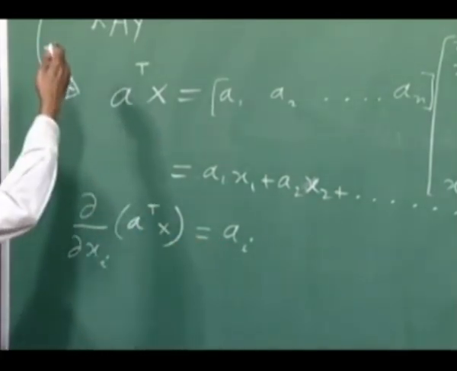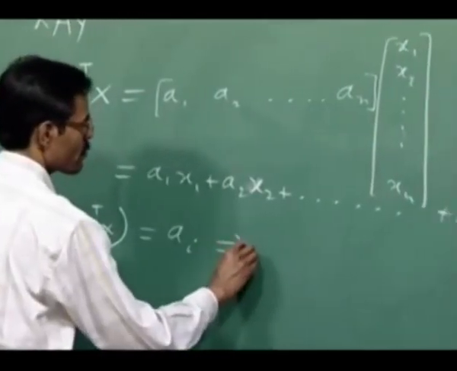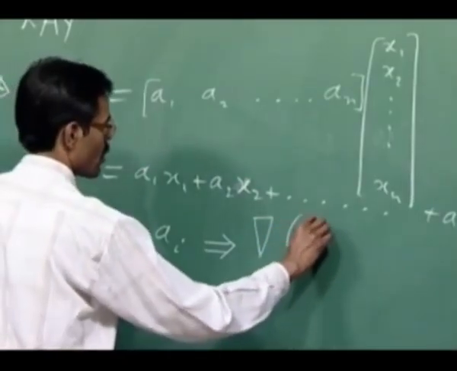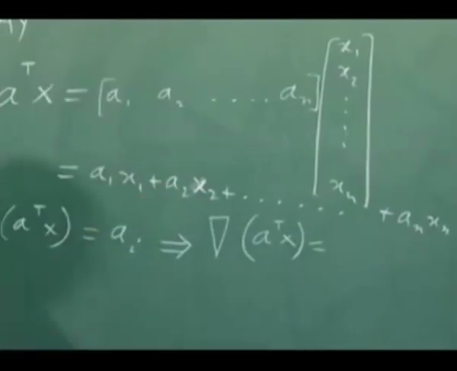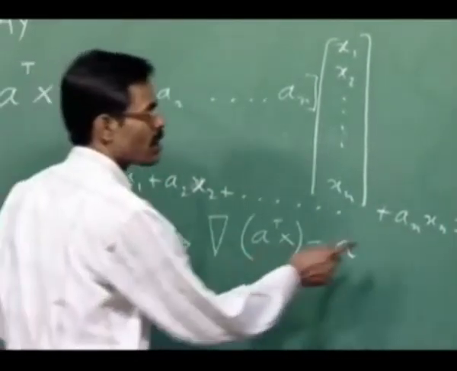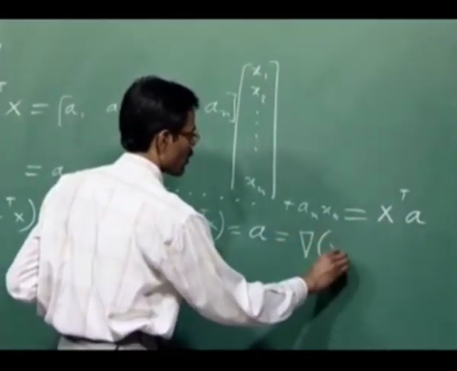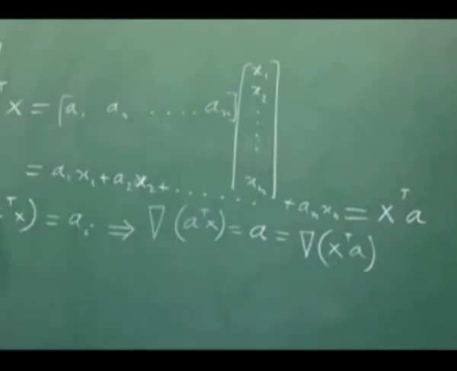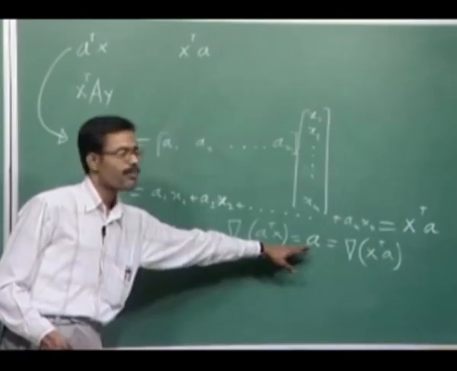So when we frame the complete gradient, we will get a1, a2, a3, a4 etc. So we will get A, which will be the same thing as the gradient of this. So the gradient of A transpose x or x transpose A will be simply the vector A.